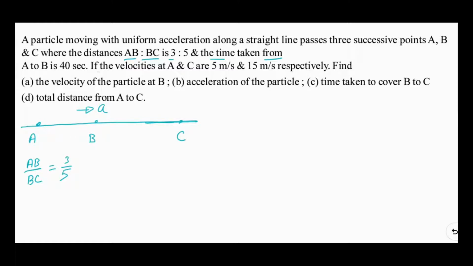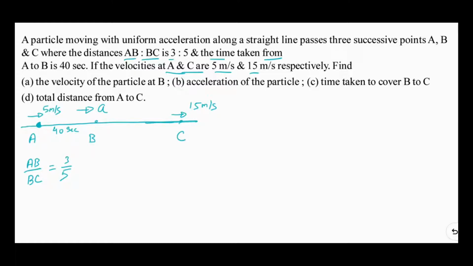The time taken from A to B is 40 seconds. So the motion from A to B is covered in 40 seconds. If the velocities at A and C are given as 5 and 15, so the velocity at point A is given as 5 meters per second. The velocity at point C is given as 15 meters per second.